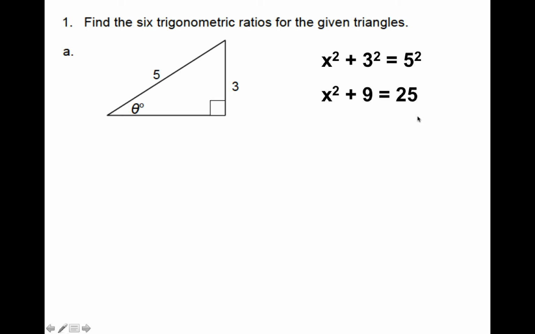We have to minus the 9 over, so we get x squared equals 16. Square root both sides, you're going to get plus or minus 4, but the leg can't be negative, so it's just 4. So let's go ahead and put that in the picture.